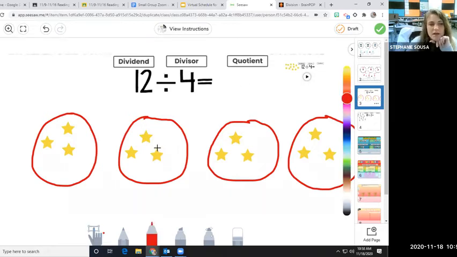My quotient is the number of stars in each group. There's 3, 3, 3, and 3. So my quotient, my answer to 12 divided by 4 is 3. Questions on that?